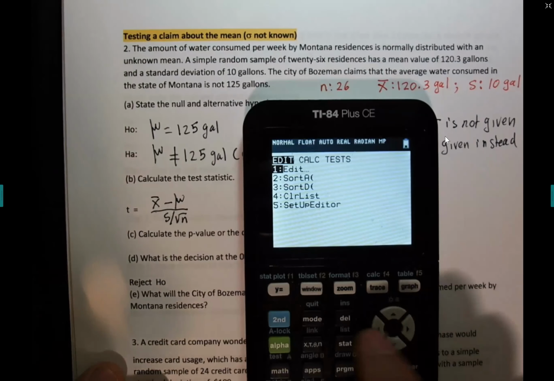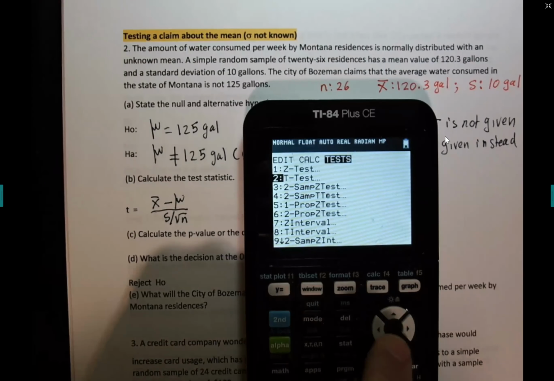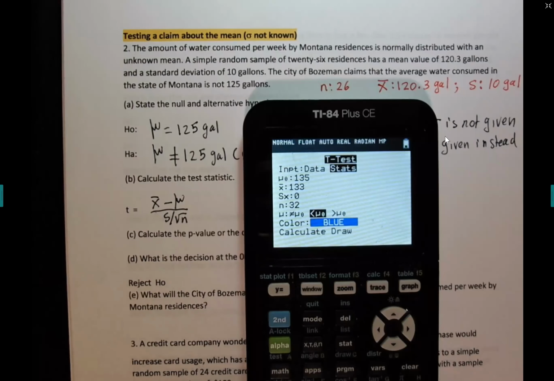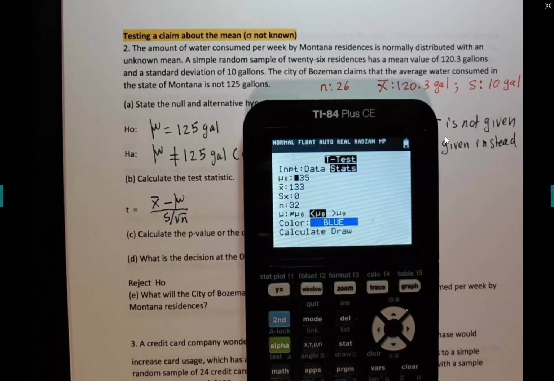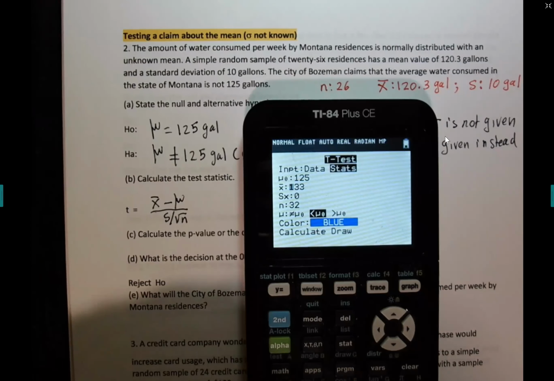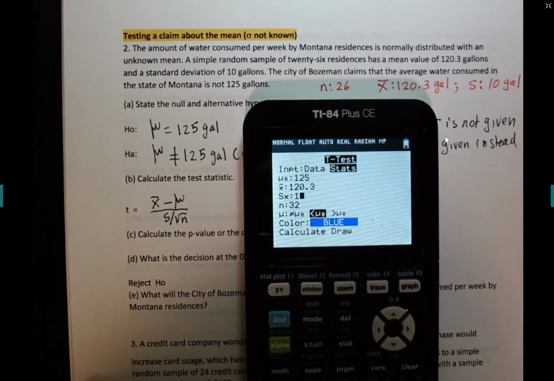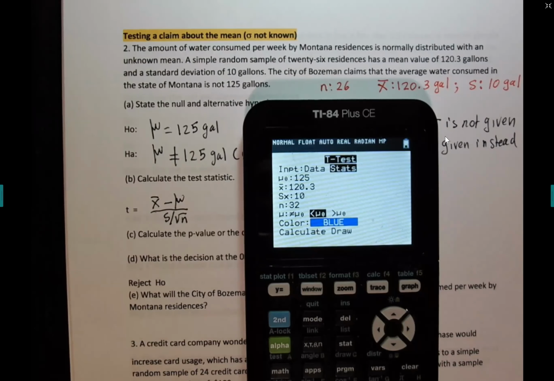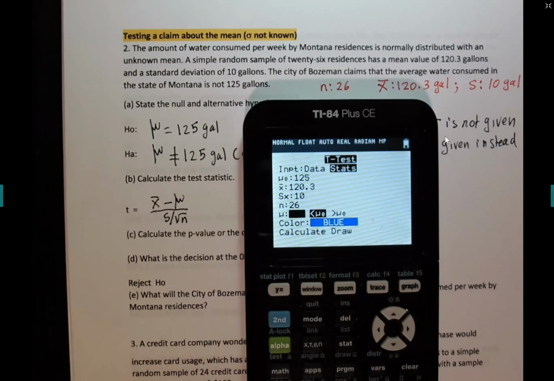So you go to stat. You see it's number 2. Take a note. T-test. Okay, mu0. Mu0 is the value from the null hypothesis that you assume is true until proven otherwise. So it's 125. X bar is 120.3. S is 10. N is 26. And we choose not equal to. Look, make sure to select it, guys.